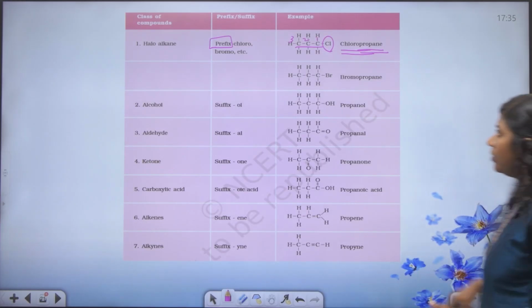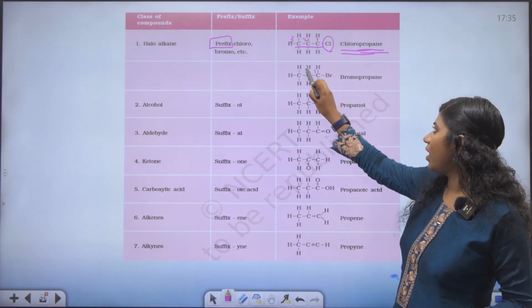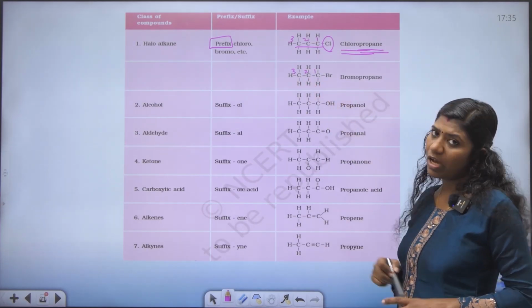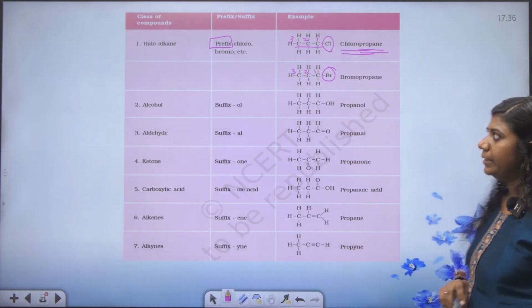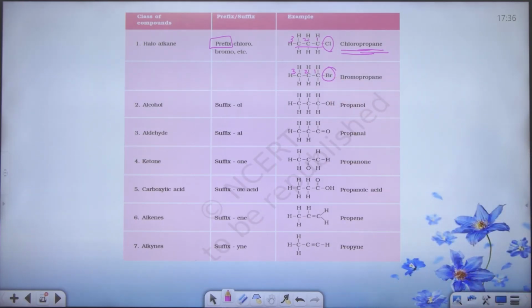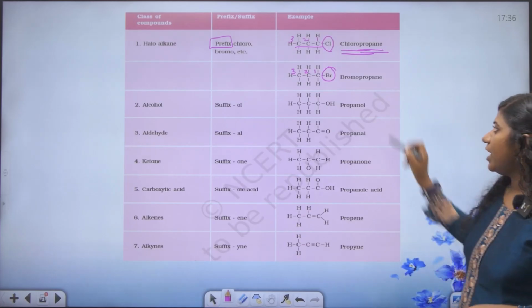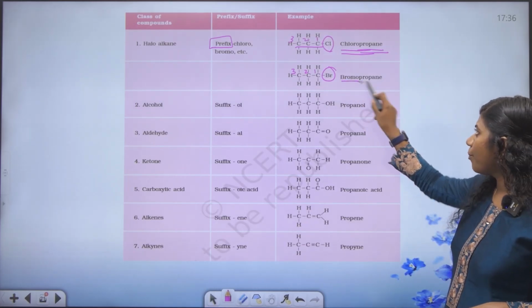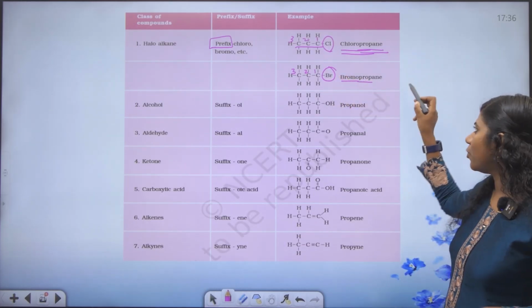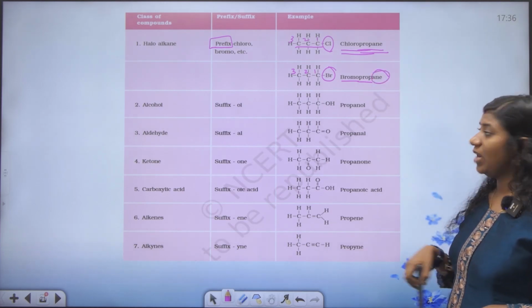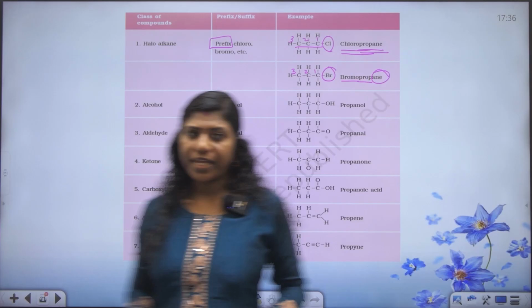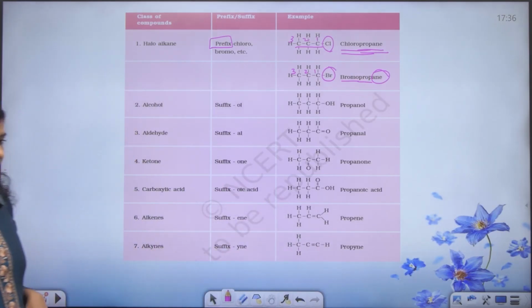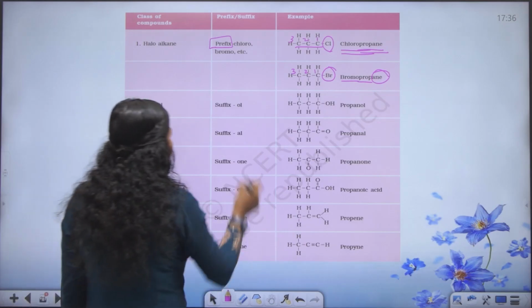Next compound: total number of carbon atoms 1, 2, 3, and 1 bromine is here. Bromine means bromo. The name of the compound is bromo, prop, and all carbon-carbon bonds are single bonds. That means propane: bromopropane. Chloropropane and bromopropane. Okay. Next one, alcohol. Alcohol is used as a suffix.